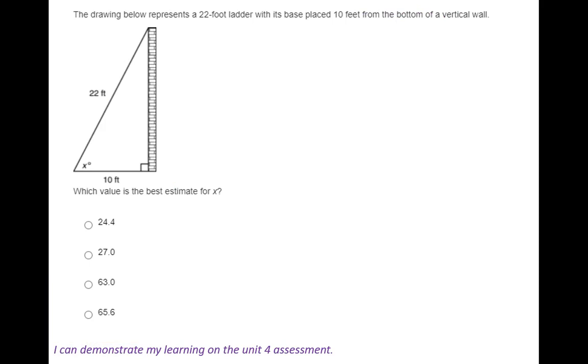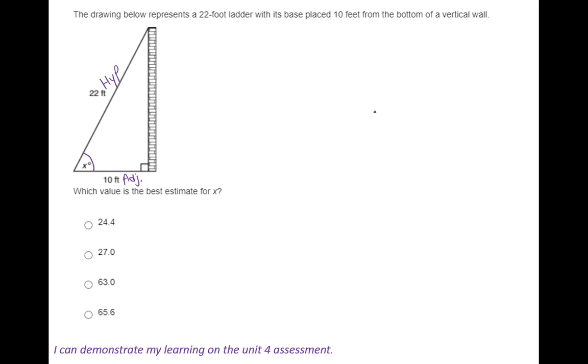The drawing below represents a 22-foot ladder with its base placed 10 feet from the bottom of a vertical wall. Which value is the best estimate for x? So here we're going to be solving for x, which is the angle. So I'm going to mark that. And before I jump in, I'm going to figure out which sides of the triangle I have. I'm going to start over here with the 22, which is our hypotenuse because it's across from the 90, the right angle there. And then the 10 is next to the angle, so this one would be adjacent.